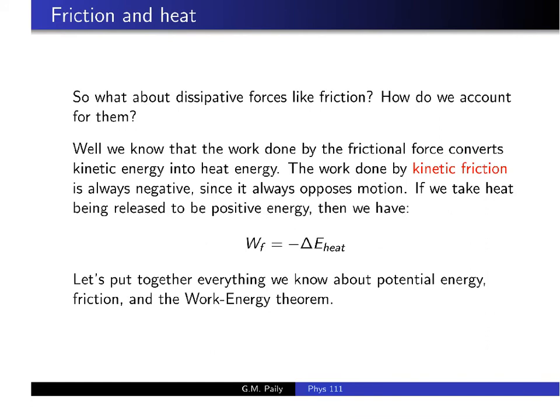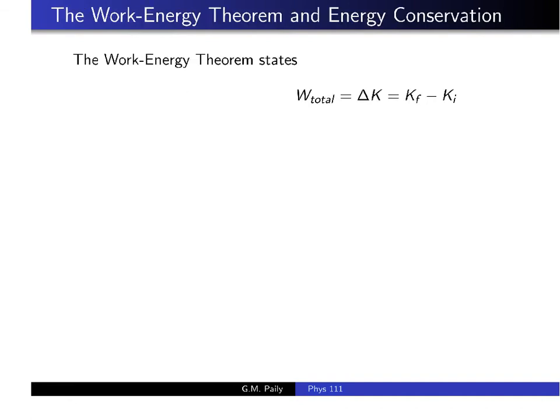So let's put together everything that we know about potential energy and friction and the work energy theorem. The work energy theorem tells us that the total work done on a system is equal to delta K, that is the change in kinetic energy of the system. Now we are going to divide that work total into a bunch of different forces. So we have possibly the work done by gravity, the work done by spring force, if there's any, the work done by friction, and then we have work done by other forces. And all of that adds up to work total and is equal to K final minus K initial.